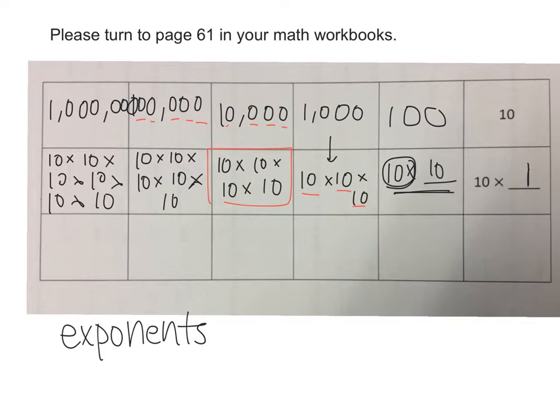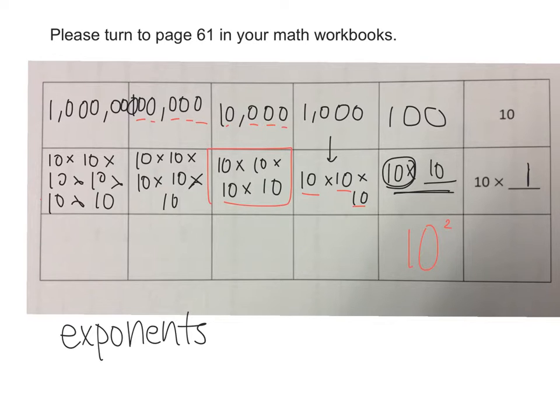An exponent represents how many times we use 10 as a factor. So if I look at 100, if I'm using 10, how many times did I use 10 as a factor? 2. So I can rewrite that as 10 to the power of 2. The small 2 tells you how many times you're multiplying the number 10.